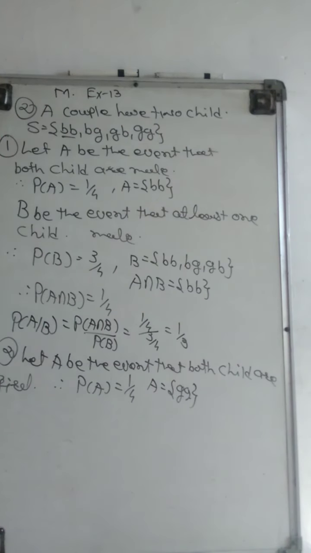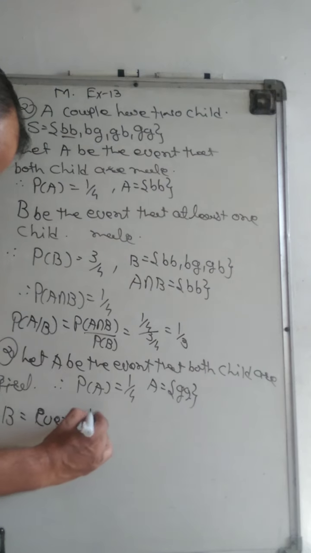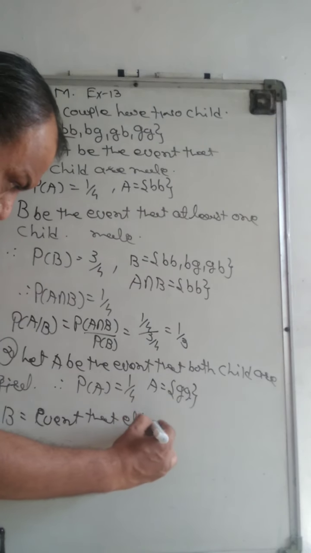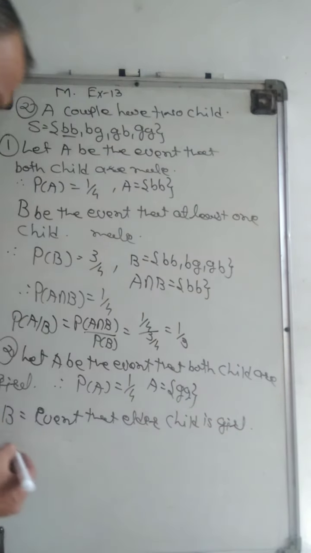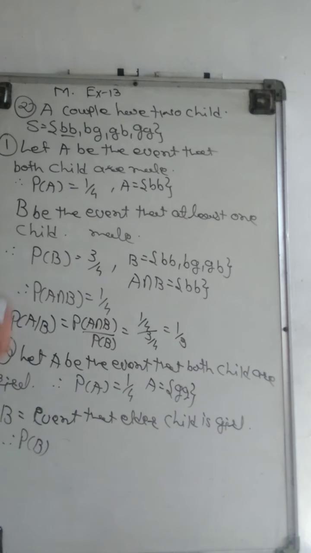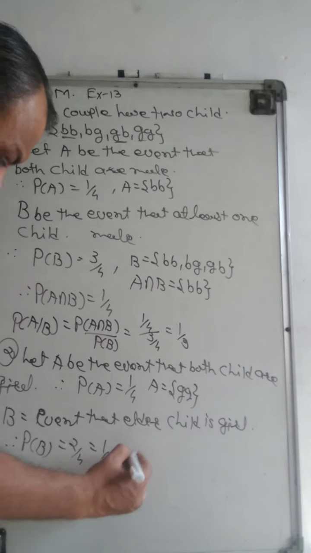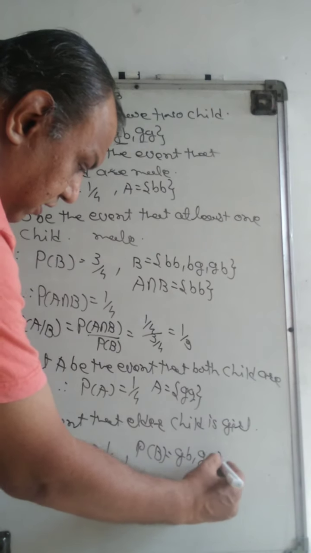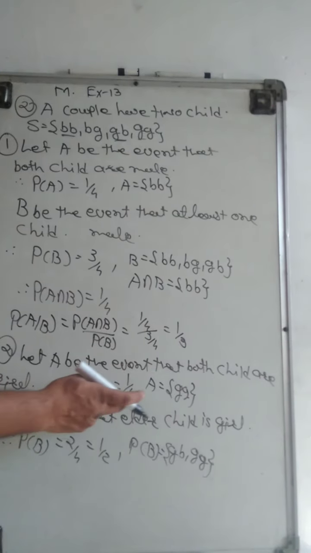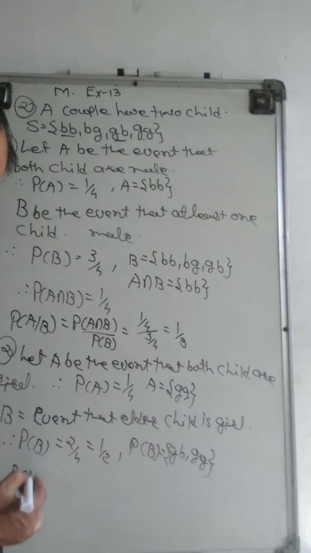And what is the probability if it is known that the elder child is female? Let B be the event that the elder child is a girl. Therefore, P(B), elder child is girl means this and this, GG and GB, is 2/4, P(B) is equal to GB and GG. Right? Now here the intersection is also there, P(A intersection B) is GG.